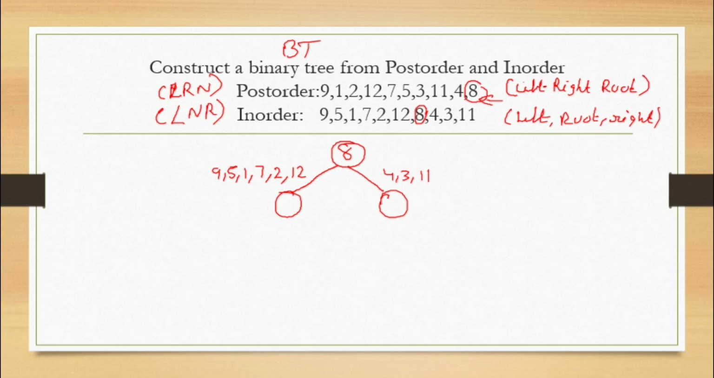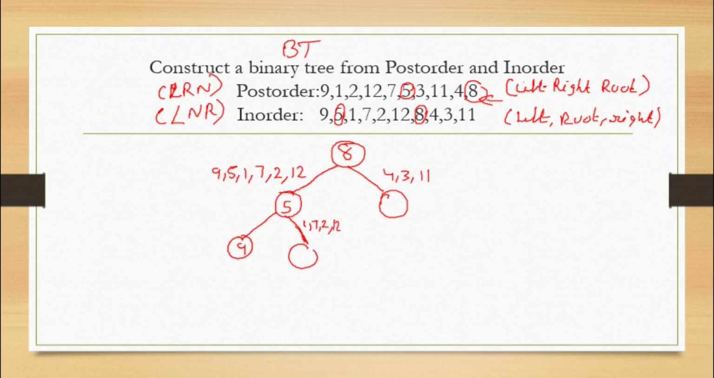Here we observe that 5 comes last, correct? Because 3 11 belongs to the right subtree, we need not bother about it now. So 5 is the root here. Then we have to see what comes to the left and what comes to the right. In the in order, we search for 5 and mark it. Then 9 comes to the left, and the remaining is 1 7 2 12. Only that is left now.